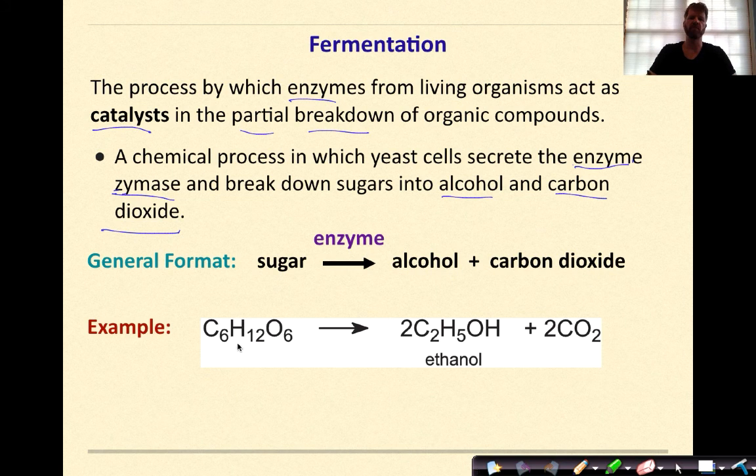Here's an example of glucose, C6H12O6, and if you recall from living environment, a word that ends in OSE means sugar. The enzyme breaks down this organic reactant to produce a 2-carbon alcohol called ethanol and carbon dioxide gas.